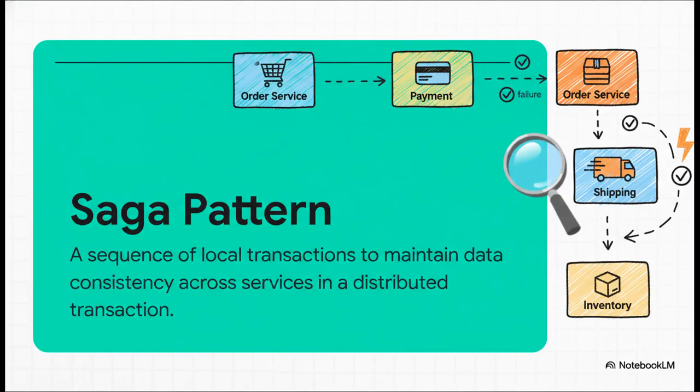But wait, this brings up a huge question, right? If all these services have their own private databases, how do we handle a single operation that has to touch multiple services? Just think about placing an order online. It's a bunch of steps. You have to update the inventory, process the payment, create a shipping request. The Saga pattern is what makes sure all these little steps succeed or fail together as one single, consistent thing.